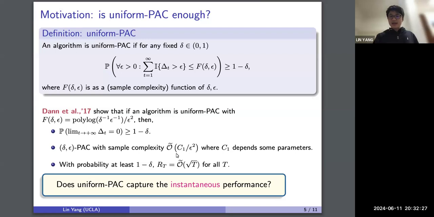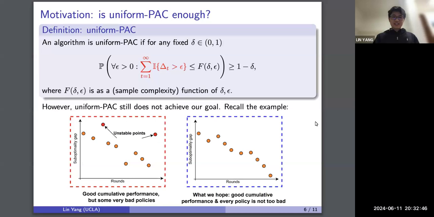And on the other hand, you can also bound the PAC complexity for achieving epsilon accuracy, okay? But the thing is, this bound, of course, is good in avoiding those PAC bound issues. So does that give us the instantaneous performance? Unfortunately, it's not the case, because the summation of the suboptimal plays is from t equals 1 to infinity, okay?